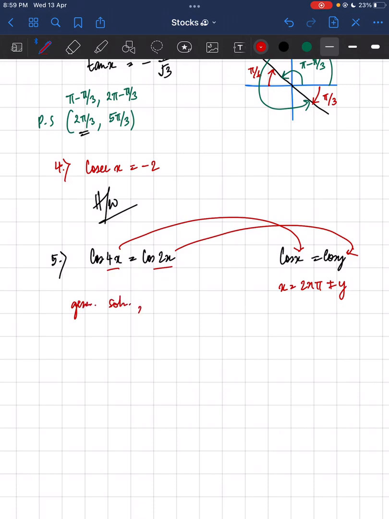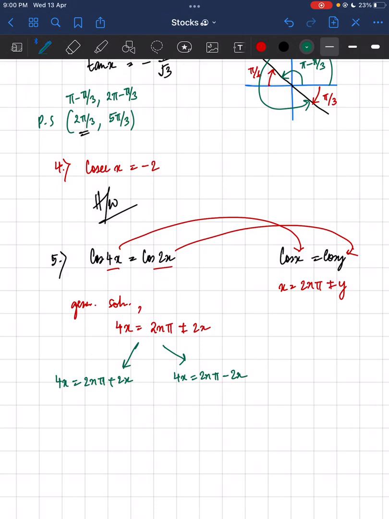4x is equal to 2n pi plus minus 2x. But since the general solution is finding the value of x, this problem is not complete yet. So from here we'll get two equations. One will be 4x is equal to 2n pi plus 2x, and the other one will be 4x is equal to 2n pi minus 2x.